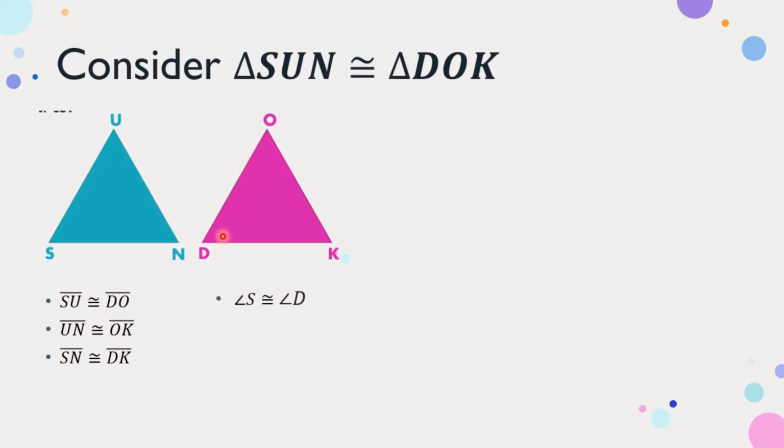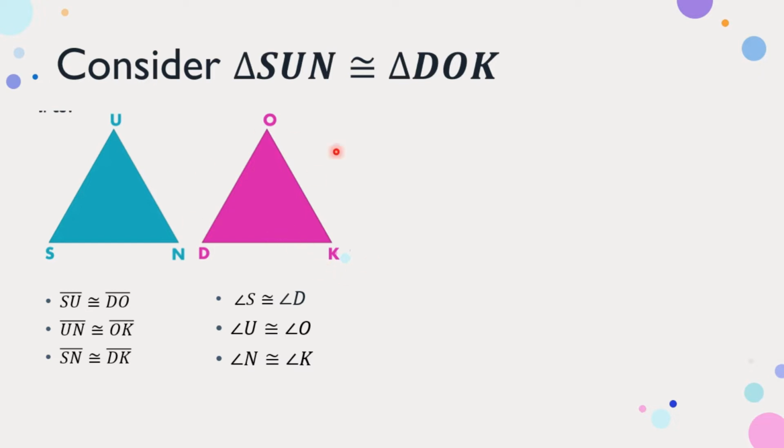Next, we have angle S is congruent to angle D. Bakit po sila congruent? Okay, kasi po si angle S corresponds to angle D and the two triangles are congruent. Next, we have angle U is congruent to angle O. Bakit po sila congruent? Kasi sila yung corresponding. Okay? And the two triangles are congruent. Okay. Next, angle N and angle K is also congruent. Considering that the two triangles are congruent and these two angles are corresponding, therefore, they are congruent.